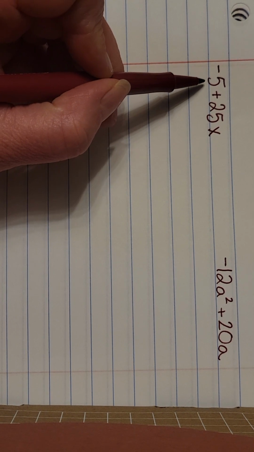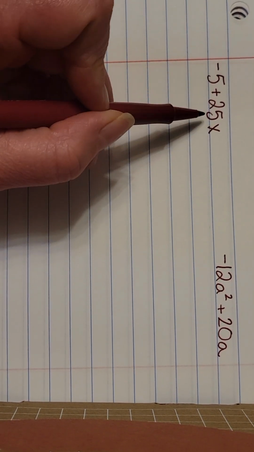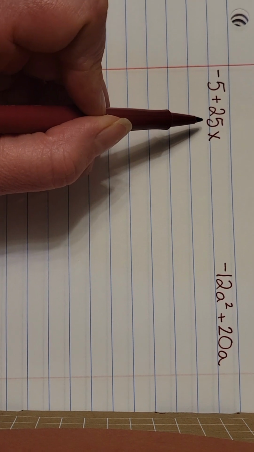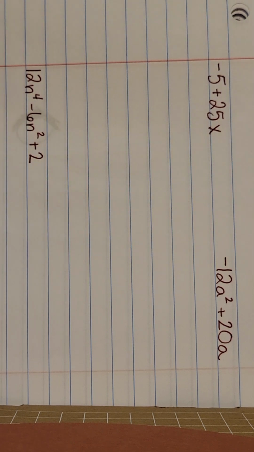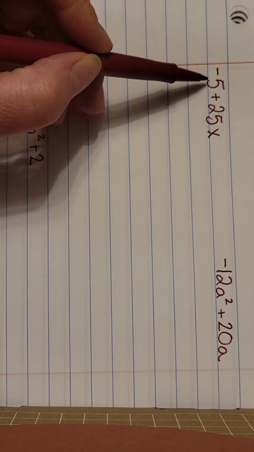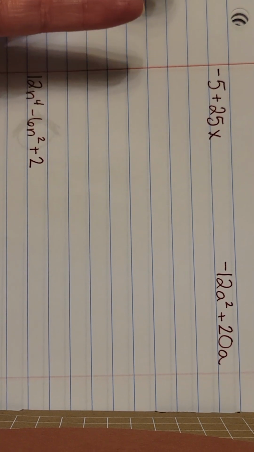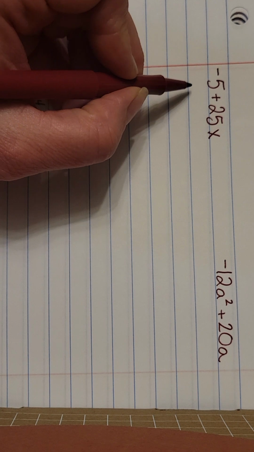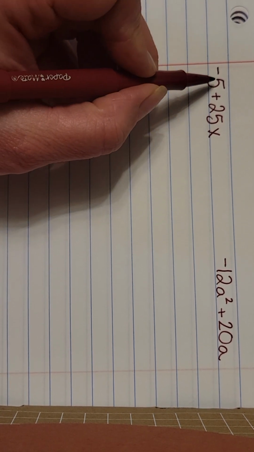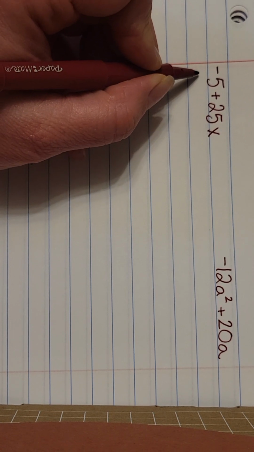And so remember, terms are separated by addition and subtraction. So I'm looking at this and I'm like, here's two terms, okay? -5 and 25x, okay? And they have to have some factor in common, which means they can divide by the same number. So I ask myself, what does 5 and 25 have in common? Well, they have a 5 in common, right? So I could divide both of these by 5. And when I do that, -5 divided by 5 actually turns into 1.